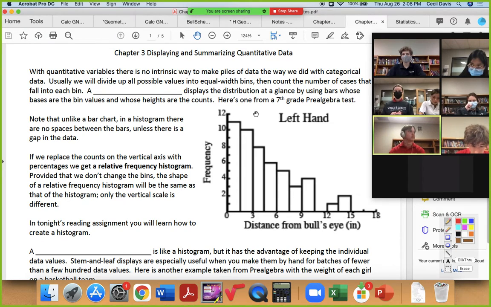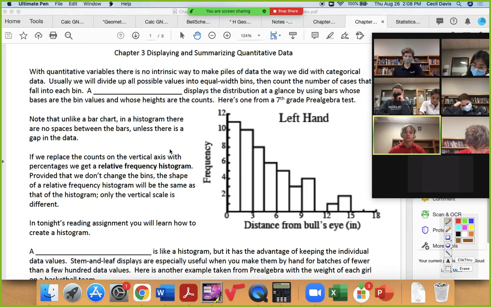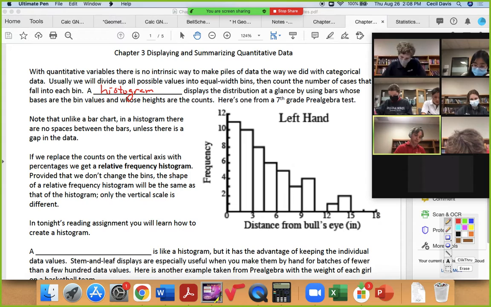So usually, at least as far as I know, we'll always do equal width bins, and then we'll count the number of cases that fall into each bin. This is called a histogram, and it's one of the primary ways that we're going to be looking at the distribution of our data. It's nice because it can show you the shape of your data really, really quickly.